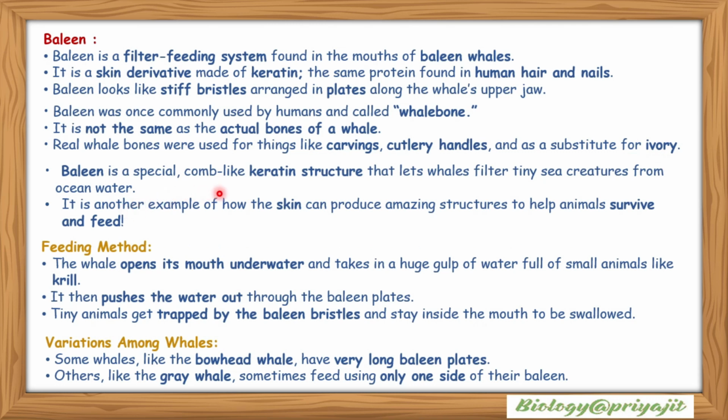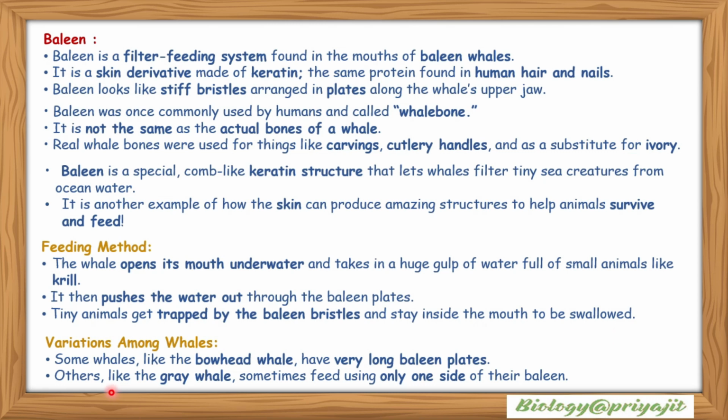Baleen is basically a special comb-like keratin structure that lets whales filter tiny sea creatures from ocean water. It's another example of how the skin produces amazing structures to help animals survive and feed. Feeding method: the whale opens its mouth underwater and takes a huge gulp of water full of small animals like krill. It then pushes the water out through the baleen plates. Tiny animals get trapped by the baleen bristles and stay inside the mouth to be swallowed.